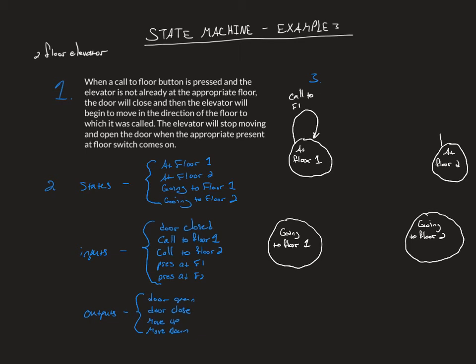Similarly, over here, if we're already at F2 and somebody walks up and presses call to F2, well, we just stay where we are. So call to F2. All right, simple enough. But what if someone walks up and presses call to floor 2 when we are at floor 1? Well, then we're going to have a transition from at floor 1 to going to floor 2. All right, and that's going to happen if someone presses call to F2.